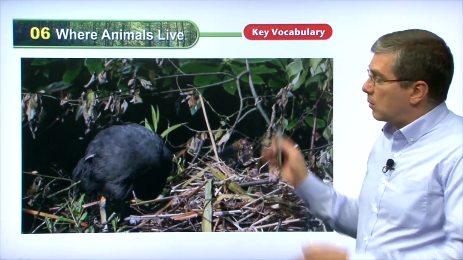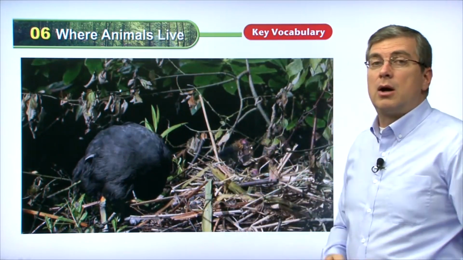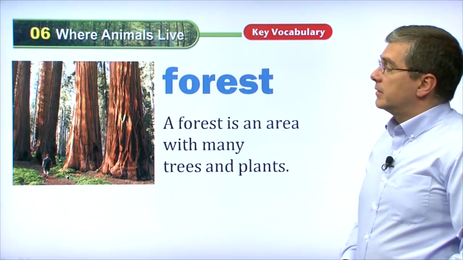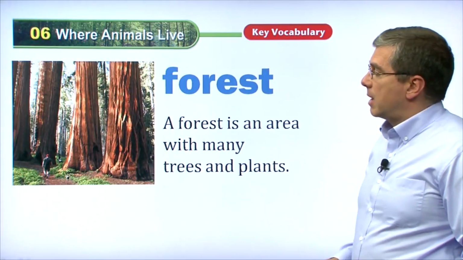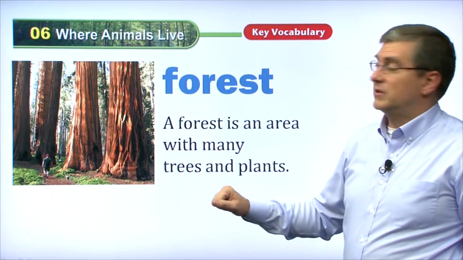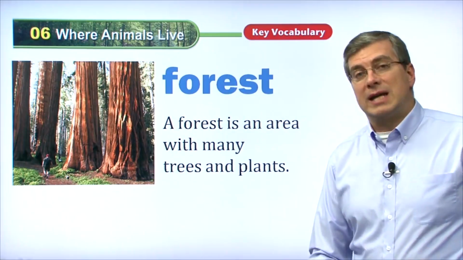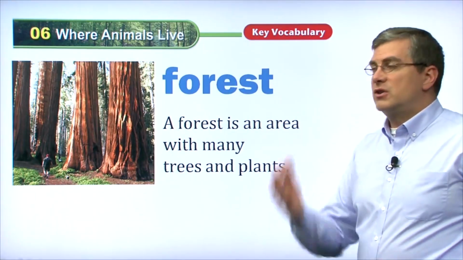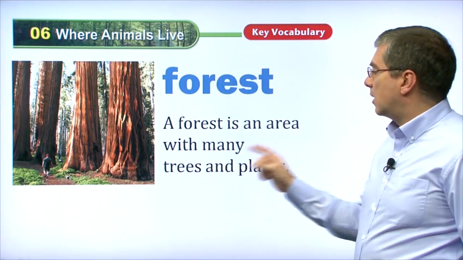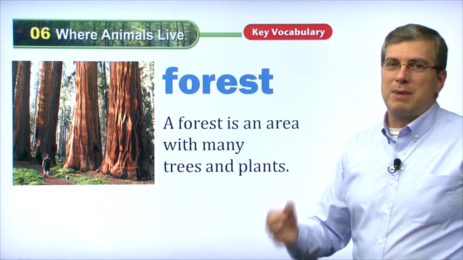This type of habitat with all the water around and the plants and the trees, we could call that a wetland. Okay, it's a wetland. There's another type of habitat we can talk about, and this is a very special looking type of forest here. A forest, of course, is an area where there are many trees. Okay, so in a forest you can't really see very far because there's so many trees. A forest is an area with many trees and plants, but really it's trees that make a forest.